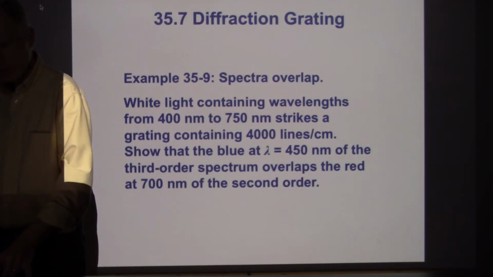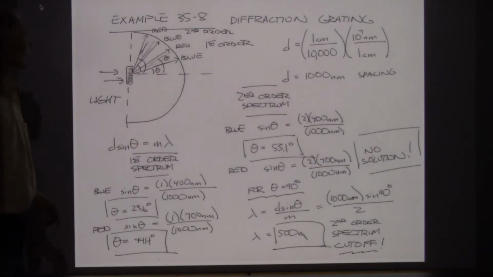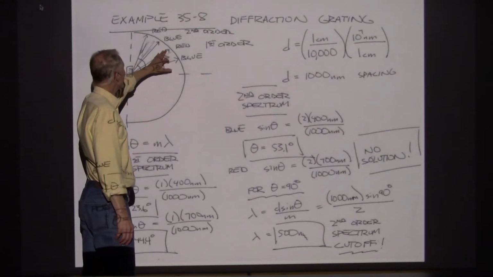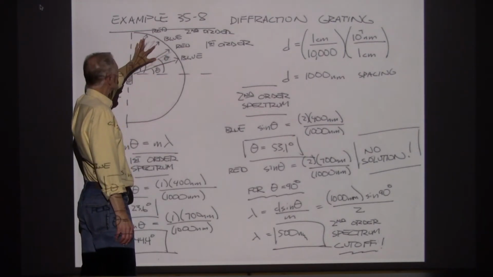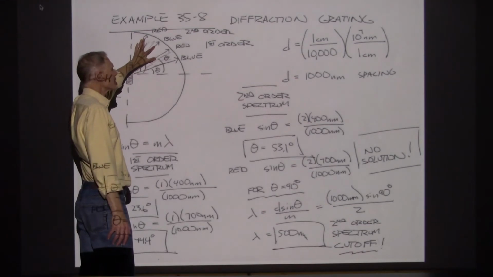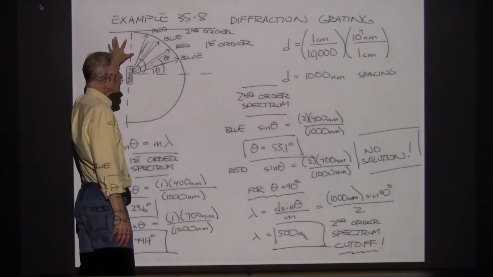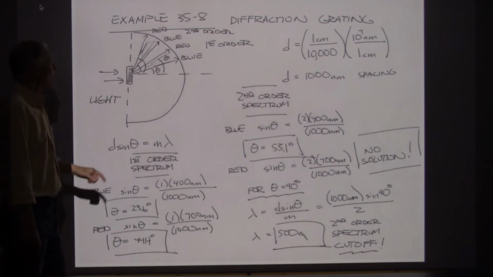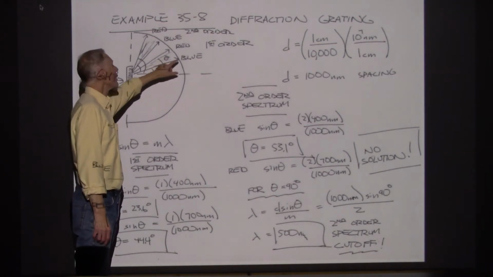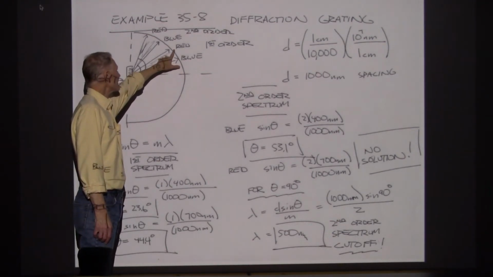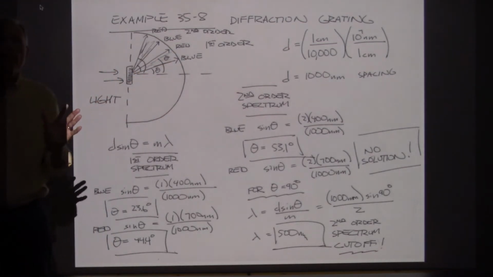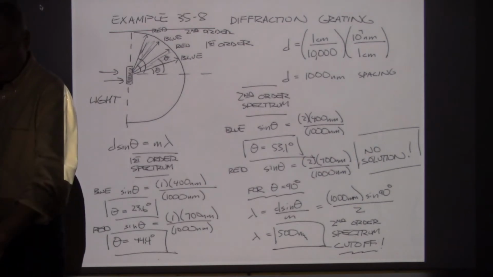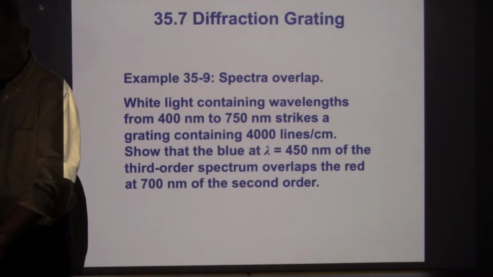Let's move on. What about spectral overlap? What happened here, notice that the blue and the red, first order, did not overlap with the second order. Well, that's not necessarily true for all orders. What's happening here is it comes down to, the blue is at 400 nanometers, the red is at 700. So it comes down to what range of wavelengths we're working with and the m values.